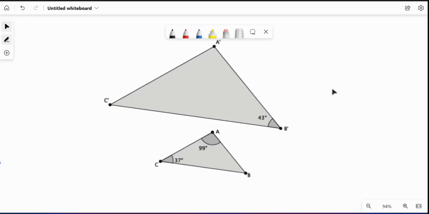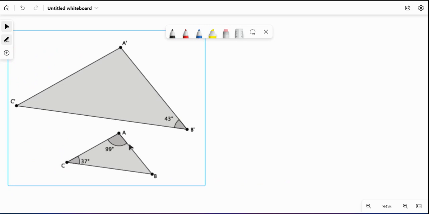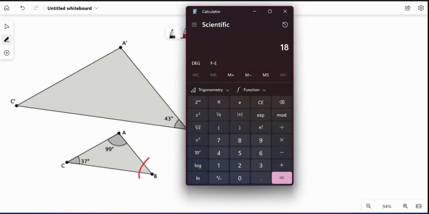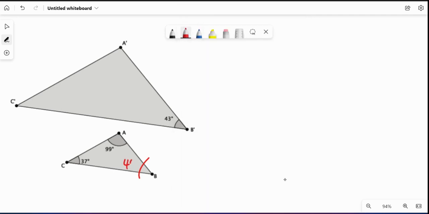So let's take a look at these two triangles. All right. Again, A, B, C, A prime, B prime, C prime. All right, this one is not as easy to determine right away. We know we can find this angle right here, right? We can find that angle right there, right? Let's do our 180 minus 99 minus 37. And we notice it is 44 degrees. All right, so I look at all these angle measures, right? 99, 44, 37. There is no 43.